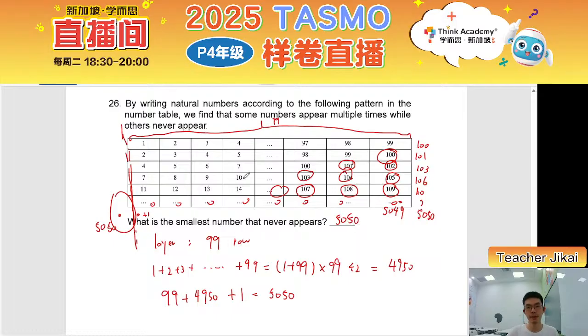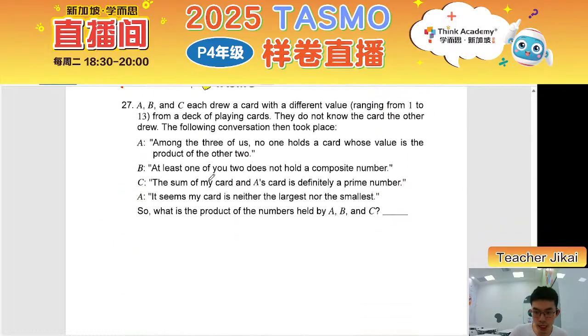Okay, question 27, I think it's also hard. Each card has a different value from 1, 2, 3, 4 until we get 13. So it is 1, 2, 3, 4, 5, 6, 7, 8, 9, 10, 11, 12, 13. We have 13 numbers.